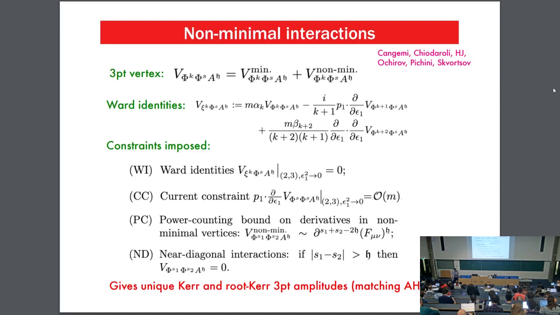For the gauge theory, we need it. For the gravitational theory, we don't need it, but it turns out that all the interactions are compatible with that, so that's one constraint. And once we do that, we actually get unique Kerr and root-Kerr 3-point amplitudes as far as we have checked. And so the pattern looks very promising. We haven't proved it, but we checked that they are unique.